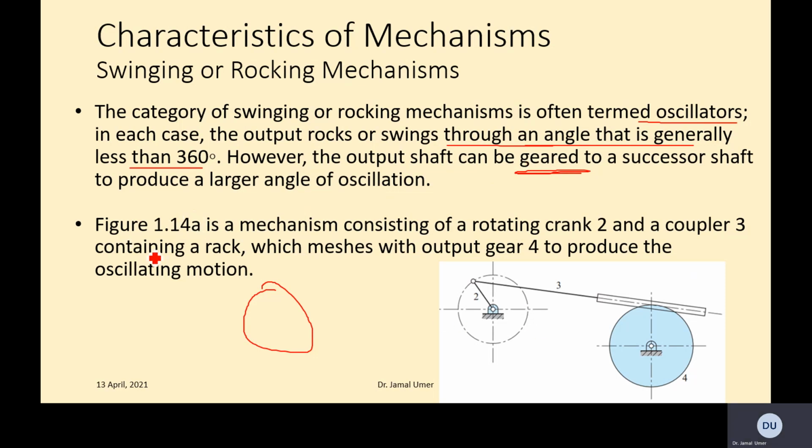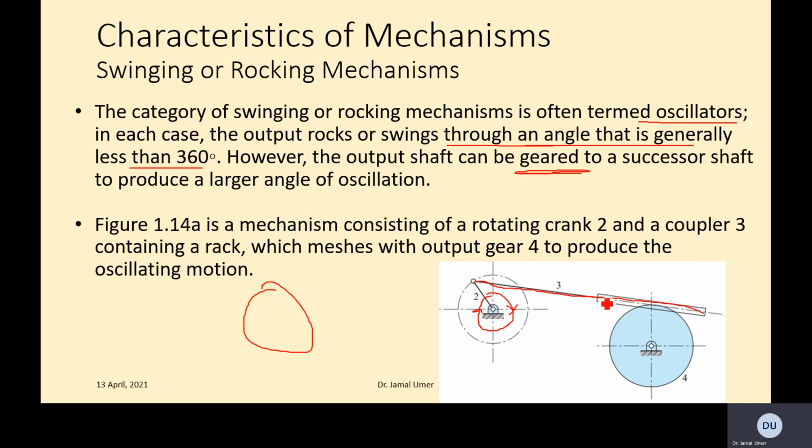Now there are a couple more examples of swinging and rocking mechanisms, which are basically oscillators. Figure 1.14a is a mechanism consisting of a rotating crank. This is the rotating crank. It is rotating like this, it could be clockwise or anti-clockwise, connected to a coupler. This part is a coupler basically.